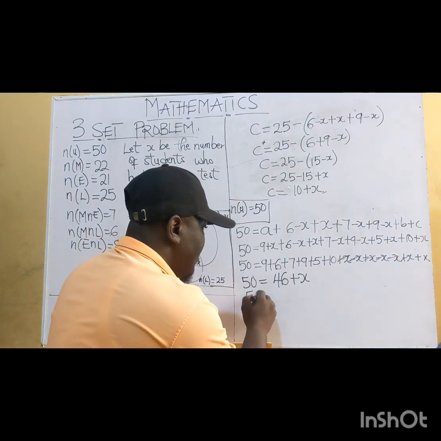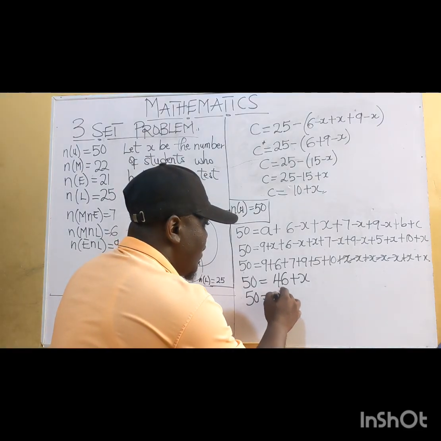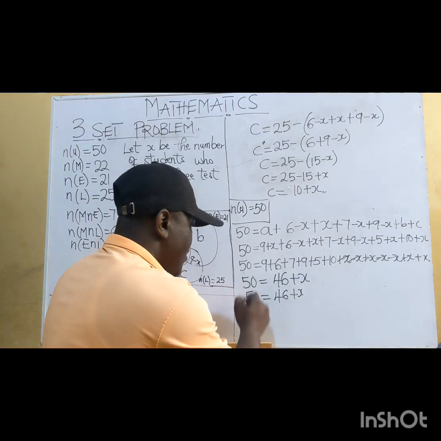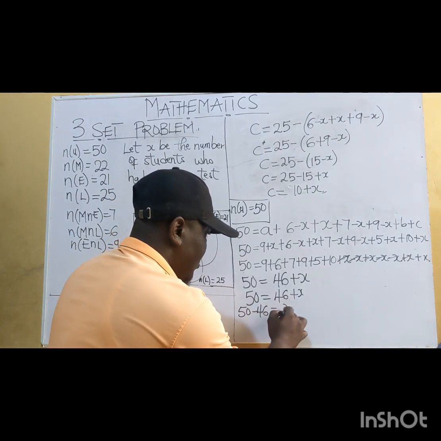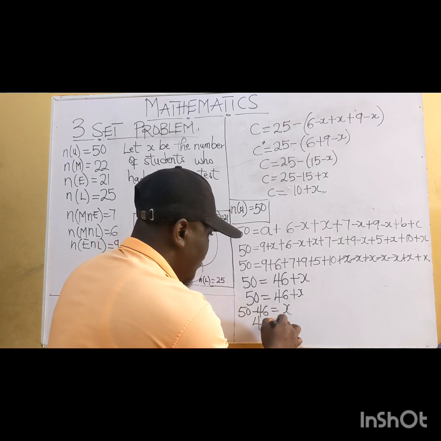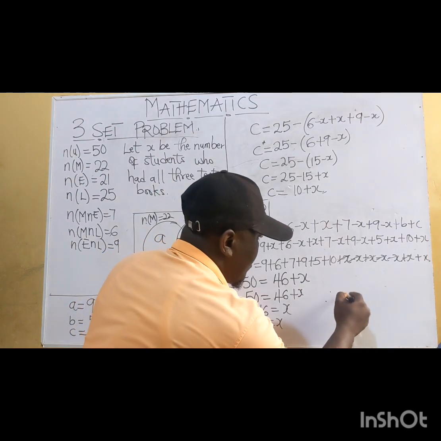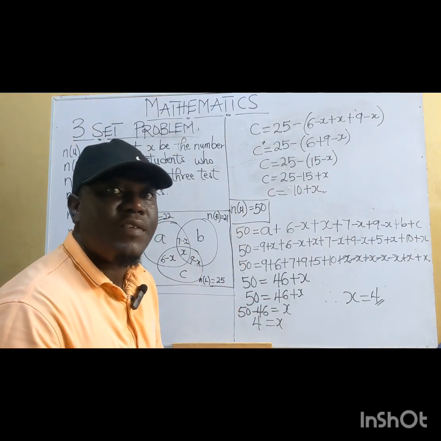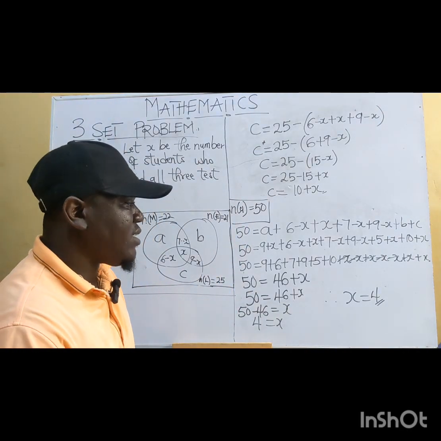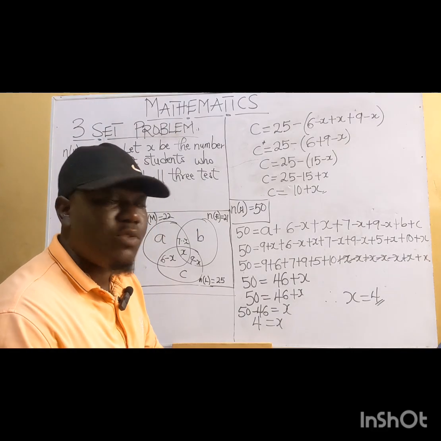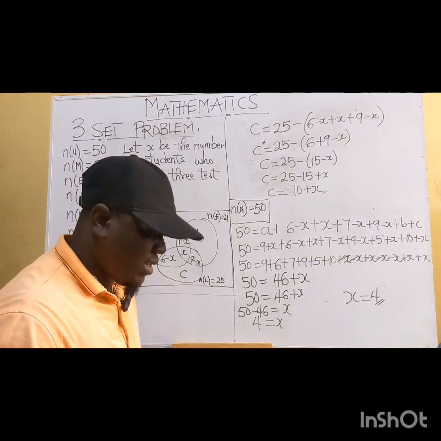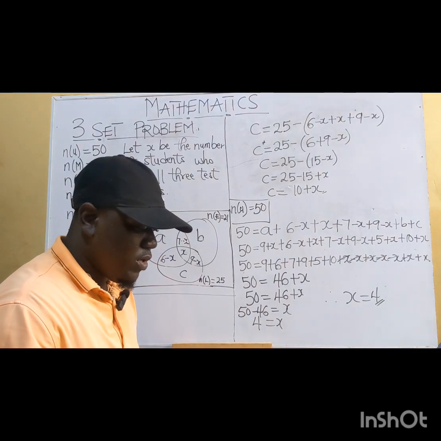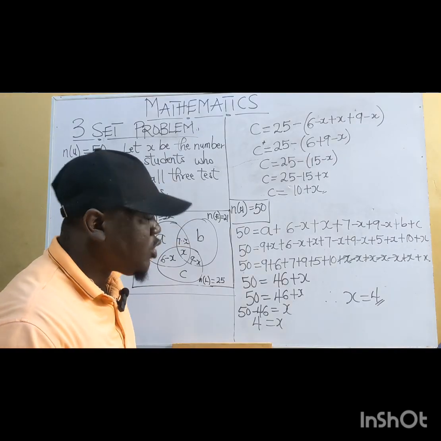We are going to have 50 is equal to 46 plus x, making x the subject. We have 50 minus 46 is equal to x. We are going to have 4 is equal to x. Therefore, our x is equal to 4. We've been able to solve for the value of x. Now, the question is asking us to find all three subjects, which is our value of x. We are done with that. We are also supposed to calculate or find the number of students who had exactly 2 textbooks.